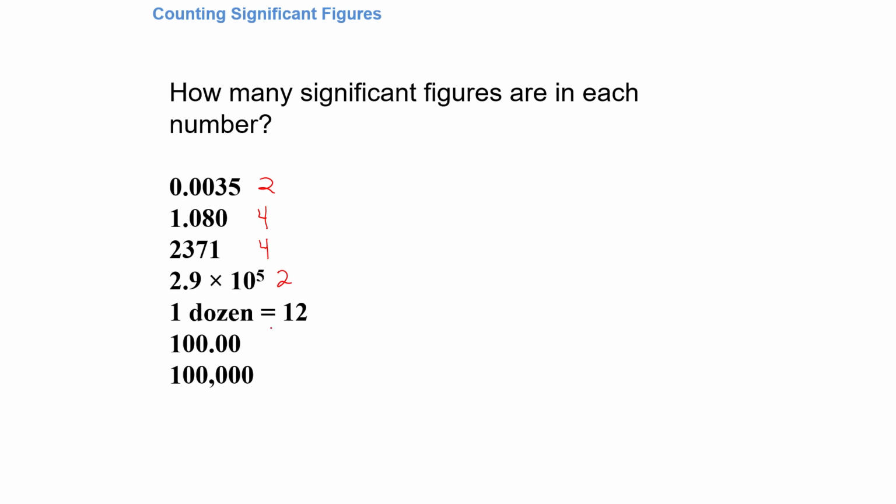1 dozen equals 12. The number 12 has infinite significant figures because it is a known quantity. 100.00. Because these are trailing zeros in a number that contains a decimal point, we have 5 significant figures here. And because these are trailing zeros in a number that does not contain a decimal point, we just have 1 significant figure.